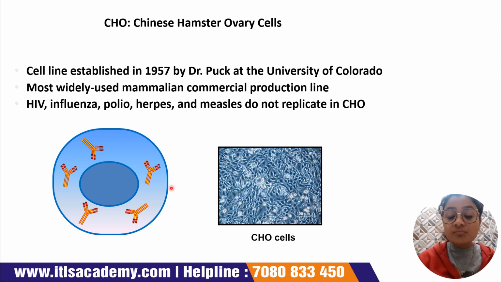But there are some viruses which do not replicate in CHO. They include HIV, influenza, polio, herpes, and measles. These are some of the viruses which will not replicate in CHO, so we cannot utilize the CHO cell line for finding any monoclonal antibody against these viruses. This is how the CHO cell lines look under the microscope, and this is how they generate the monoclonal antibodies.